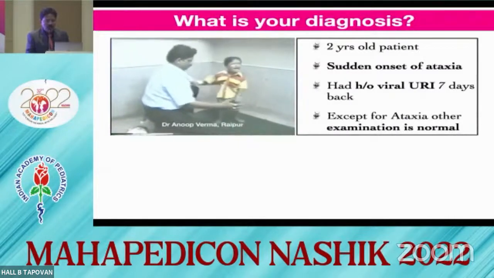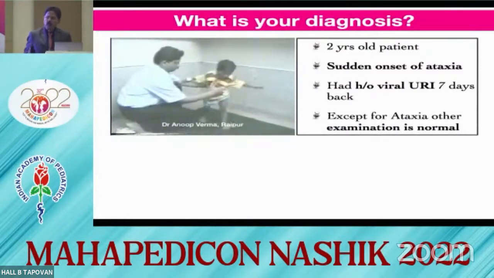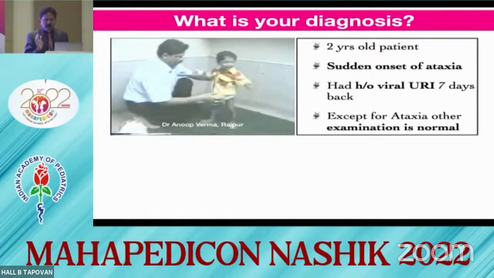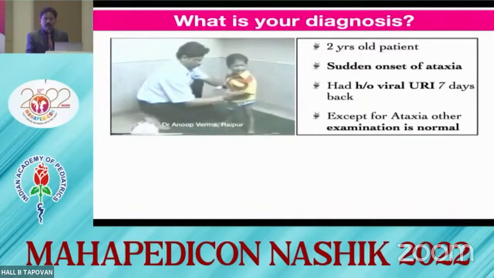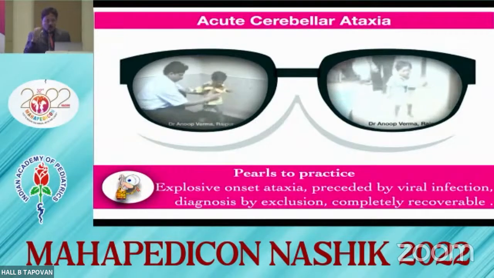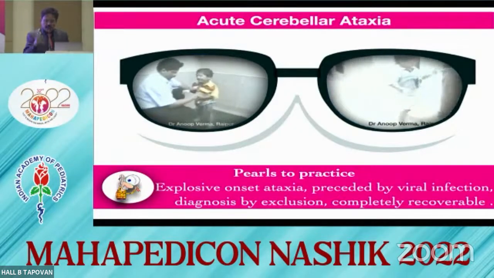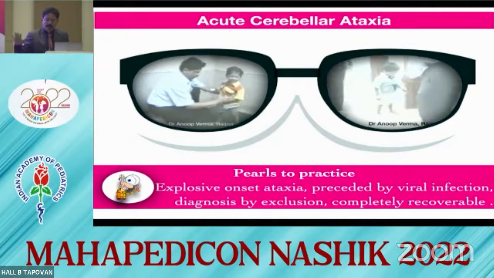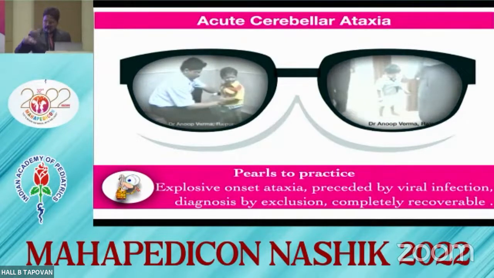Now, this is a patient who is having sudden explosive ataxia. He had a history of 3-4 days of viral fever. Examination was normal. So you can say that acute cerebellar ataxia usually appears after a viral illness, 3-4 days. And this is a diagnosis by exclusion. You have to rule out other causes of ataxia, then come to the diagnosis. So it is an explosive ataxia preceded by viral infection.